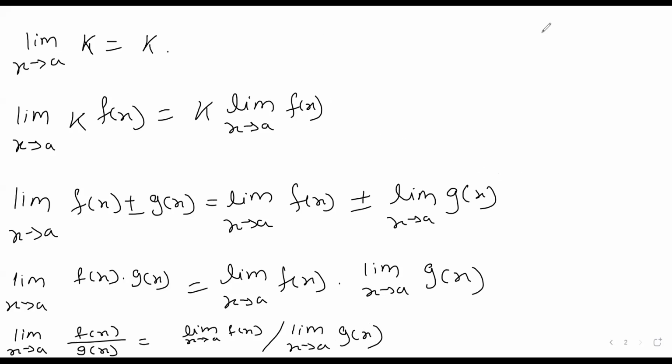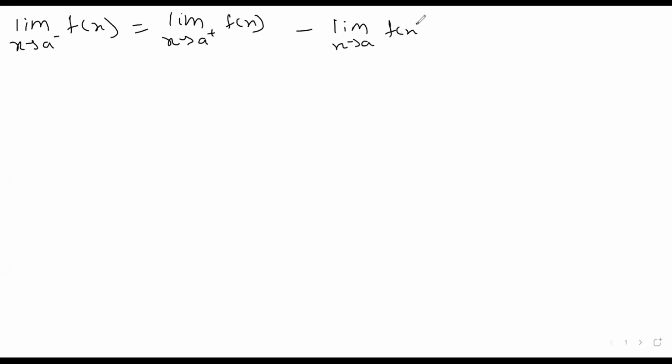Okay. Then are there some formulas for limits? Yes, there are some basic formulas. If limit x tends to a minus f of x, if it is equal to limit x tends to a plus f of x, then limit x tends to a f of x exists. When the limit x tends to a such that x is less than a and limit x tends to a such that x is greater than a, if they are equal, then only limit exists. Otherwise, limit does not exist. This is the rule for existence of limit.